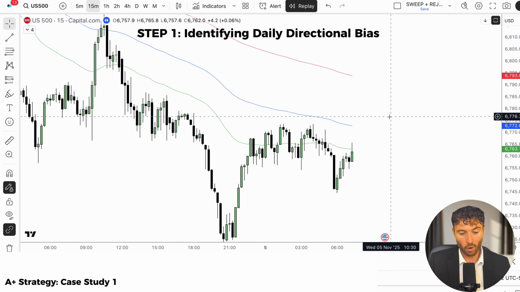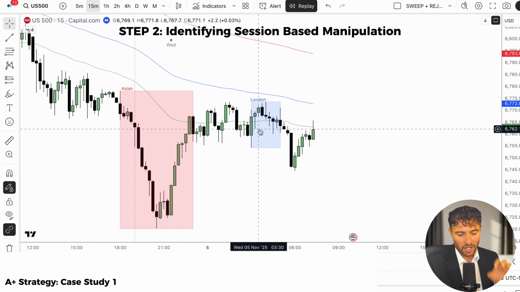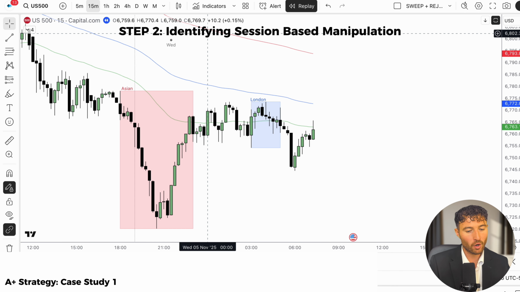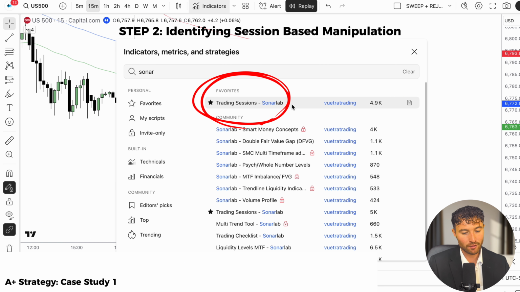Okay, so step number 1 was incredible, but step number 2 is the most important, yet it is often the most overlooked. And step number 2 is session-based manipulation. So what I want you to do is add a session indicator to your screen. You can use any session indicator, but the one that I personally use is this one right here, called Trading Sessions - Sonar Lab, and this is by ViewTrading. Again, add this to your chart, add this to your favorites.